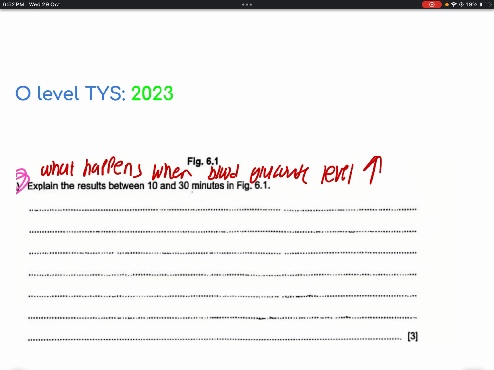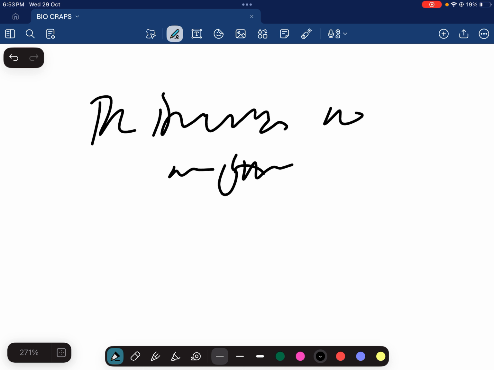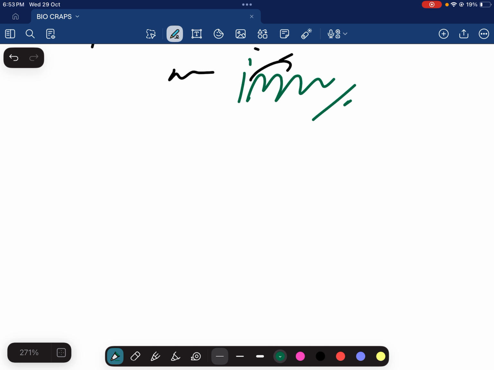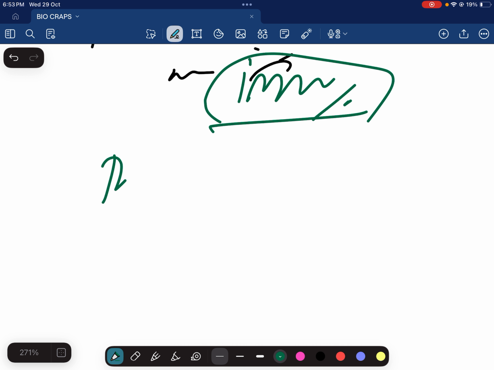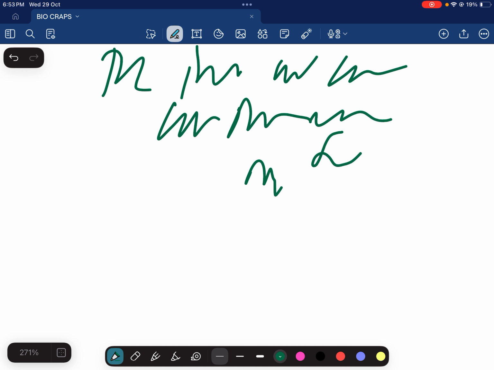Explain the results between 10 to 30. What this is, what happens when blood glucose level increases, okay? What happens when blood glucose levels increase is that the islets of Langerhans will secrete insulin. Take note, insulin. So the insulin will cause the cells to increase permeability for glucose so that more glucose can be absorbed. This is 1 mark.